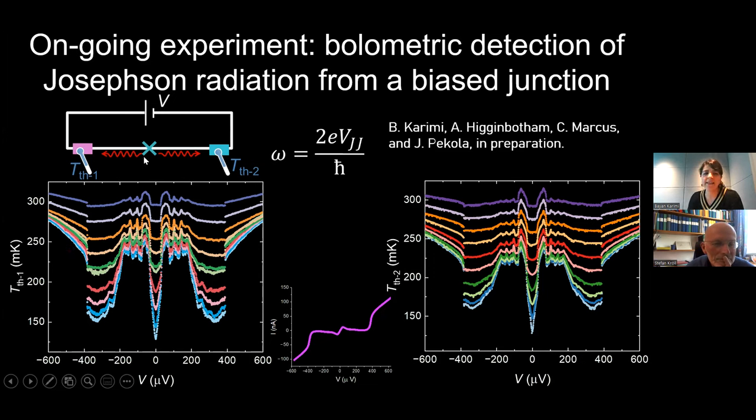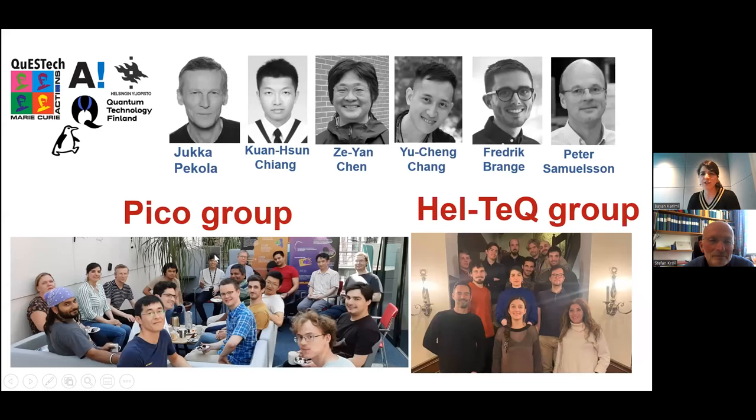So in a case where energy is released from, let's say, Josephson junctions or a qubit, it can really go to the attached absorber and then be detected by the detectors that we presented here. So with this, I would like to thank our group.